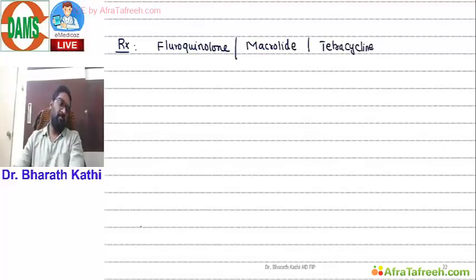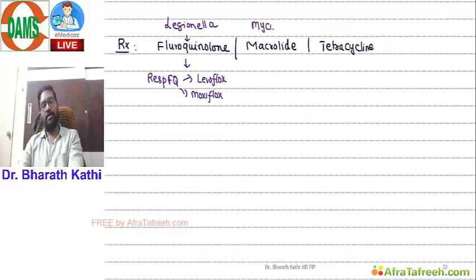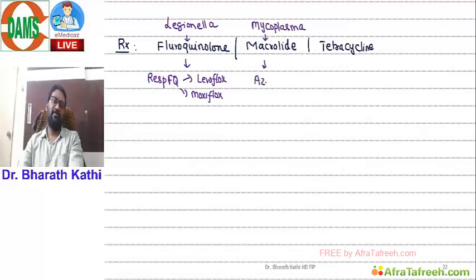But if somebody asks you what is best for Legionella, the best drug generally is fluoroquinolone. And that too, which fluoroquinolone? Respiratory fluoroquinolone. FQ means fluoroquinolone. So we can give levofloxacin, moxifloxacin. And for Mycoplasma, the best drug available is a macrolide, that is azithromycin.